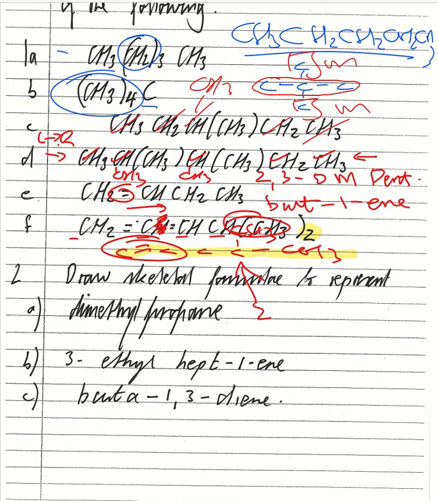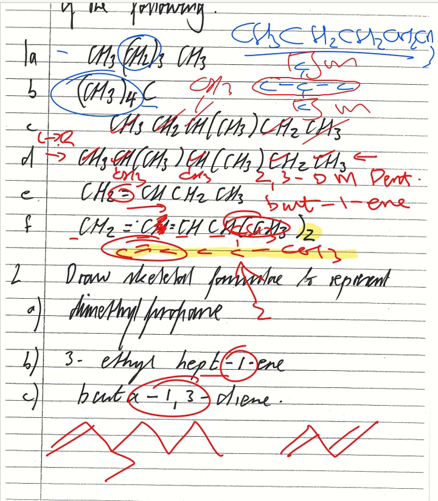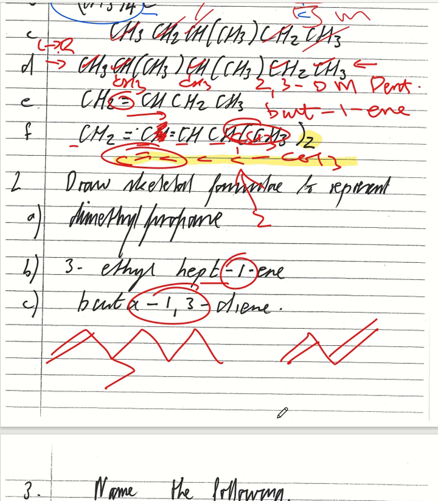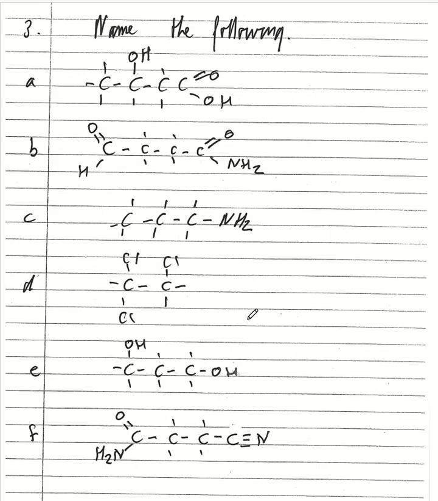Right, then we have to draw skeletal formulas. So we have a hept: we draw 1, 2, 3, 4, 5, 6, 7. We have a double bond on number 1, so we put a double bond in, and we have an ethyl group on number 3. Ethyl groups are simply that. Here we have a but, so we go 1, 2, 3, 4. We have 2 double bonds, on number 1 and on number 3. That's how we draw a but-1,3-diene, or buta-1,3-diene.